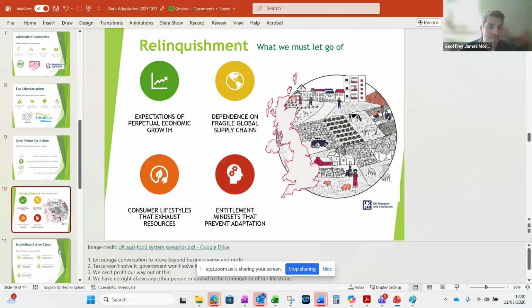So just to recap the things we need to let go of: expectations of perpetual economic growth, as we're seeing now, and we'll see more in the future, dependence on fragile chains of supply across the planet, and lifestyles that exhaust our resources. So it's an awful lot to ask of people, and it's one that will have a lot of argument in the opposite direction. But there is no time for delay, really.